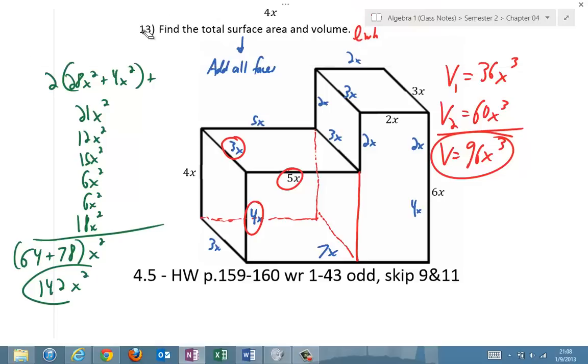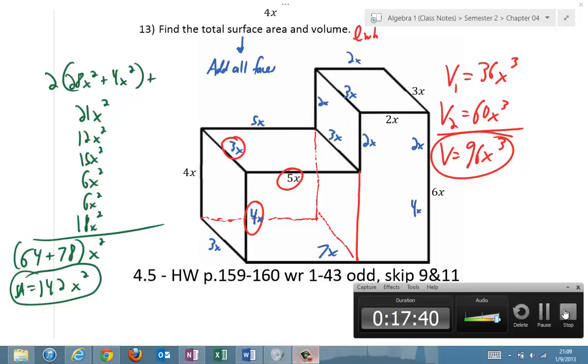In short, for surface area we just put SA. Surface area is equal to 142x squared. Notice how the area is a square, but the volume is a cube. That's really important later. And that's it.